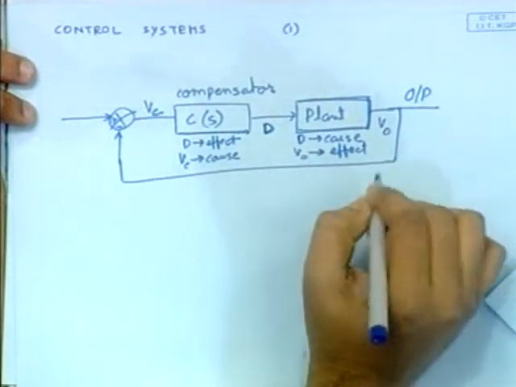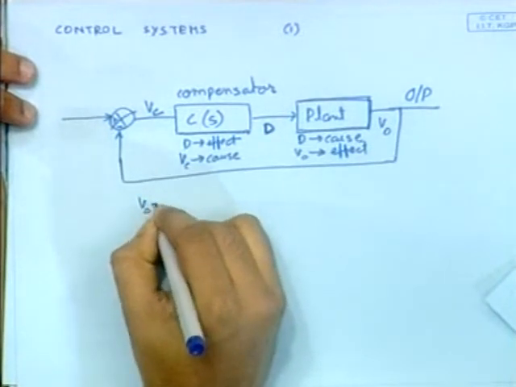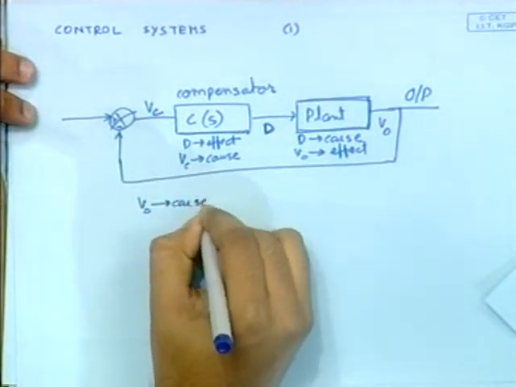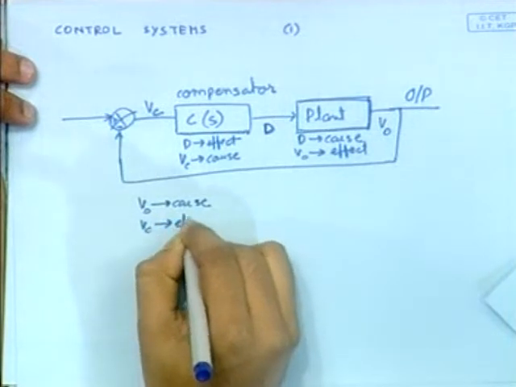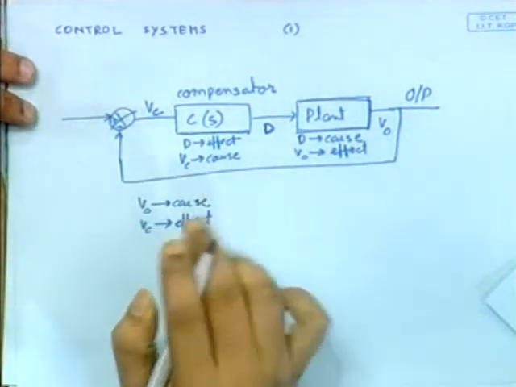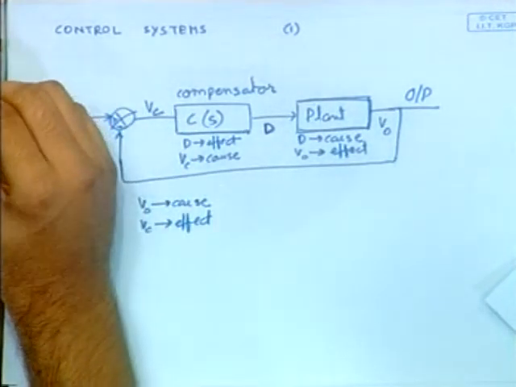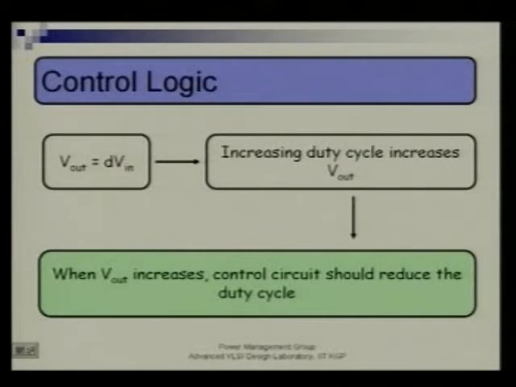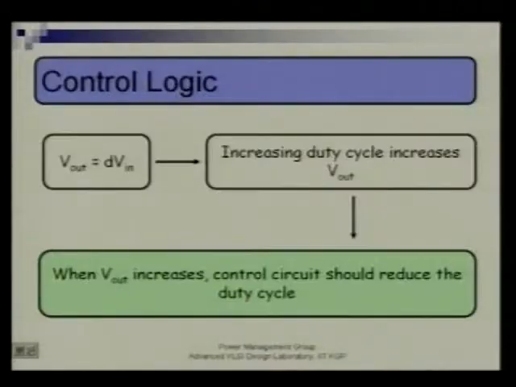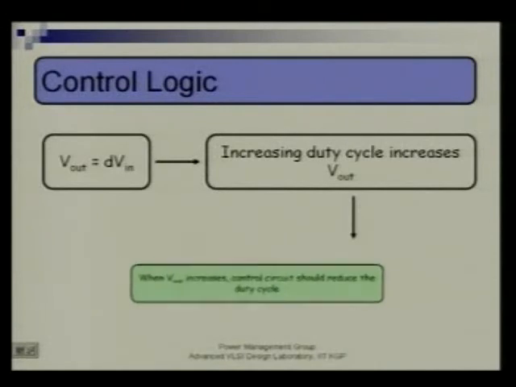Now in order to close the loop, what do we need to do? We need to have V output as the cause and VC as the effect. This will help us control the entire thing. Hence, when V out increases, the control circuit should reduce the duty cycle. That's the basic requirement of the control circuit. Once we have that in mind, we can go forward and try to get the control circuit. Don't think of any circuit right now, think of the behavior, because if you get the concepts right, you know very well how to solve circuits. So I won't be stressing circuits at all. This is important.